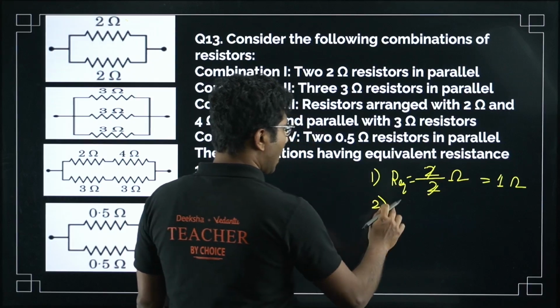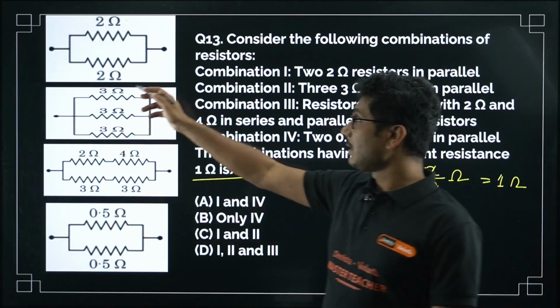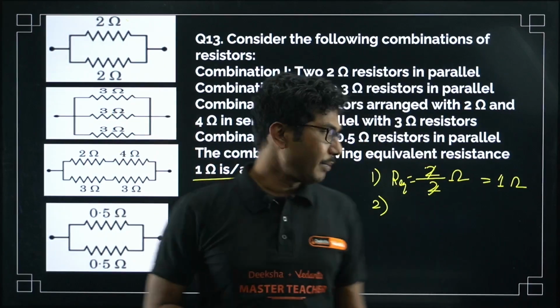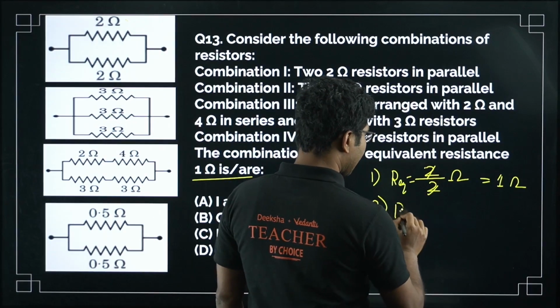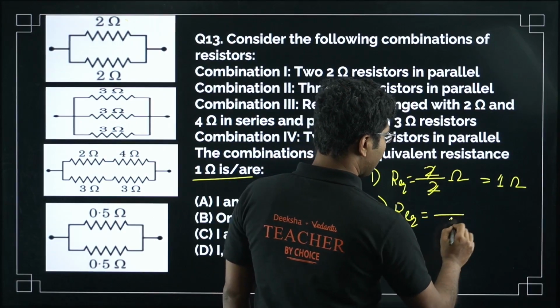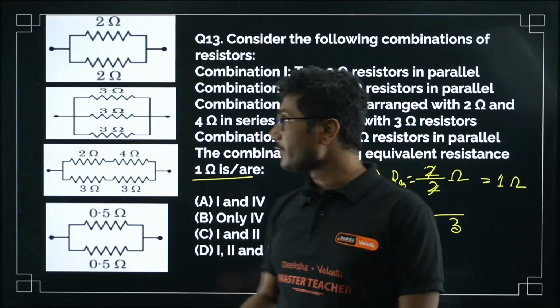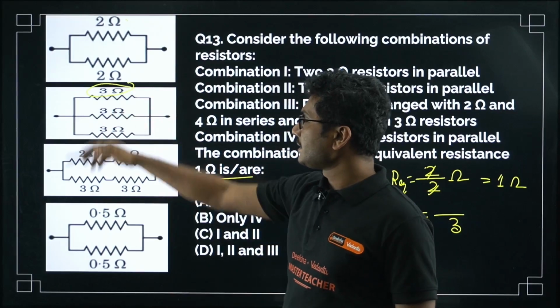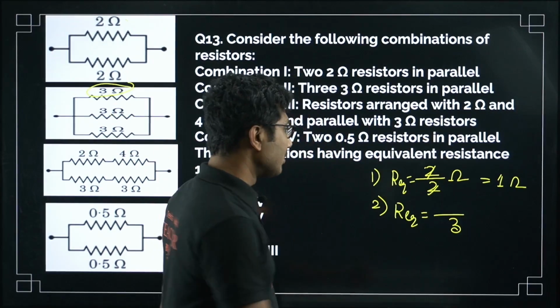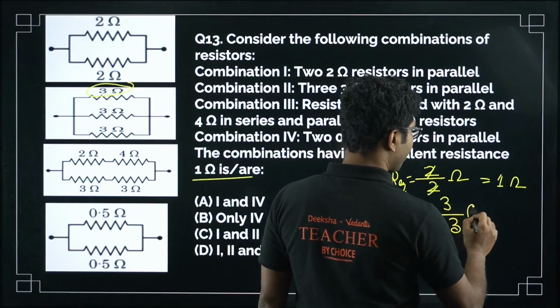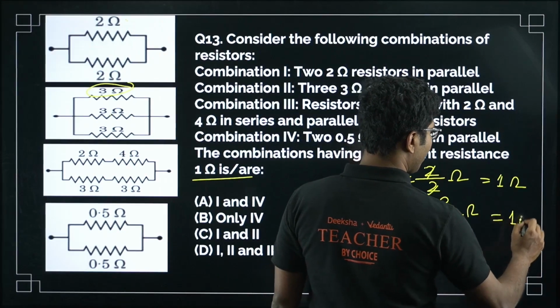Case number 2, how many resistances are connected in parallel? 3 resistances are connected in parallel, so it will be divided by 3. And what is the resistance of each resistance? Each of them has 3 ohm. Okay, so again 1 ohm.